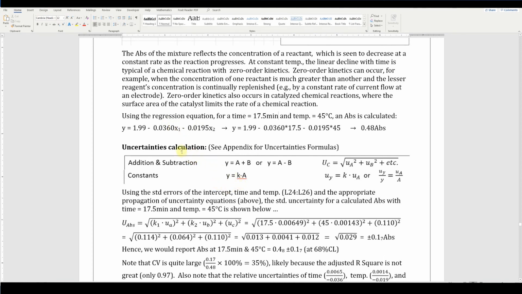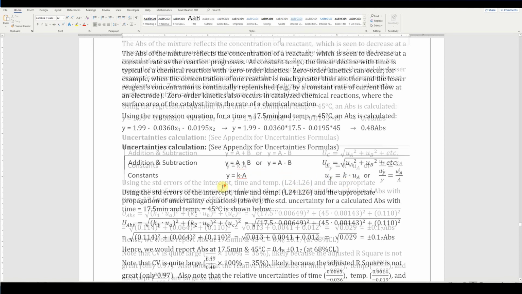Why a constant? Well, in terms of the time, we are choosing 17.5 minutes. There's no uncertainty in that. It's a constant value. Likewise, if we say 45 degrees Celsius, that is an exact temperature. There's no uncertainty. These values of 45 and 17.5 are constants. So we have the case here where you're multiplying a constant times some value, so we'd use the formula for constants. And I've combined these together down here.